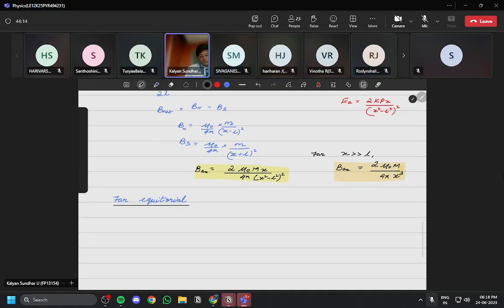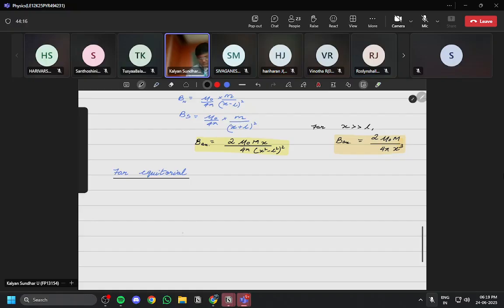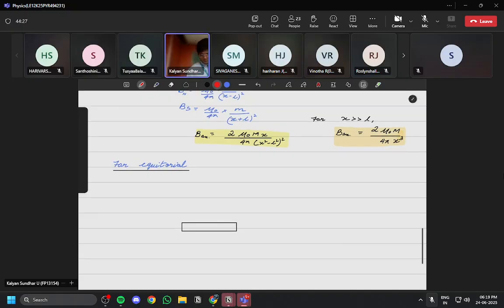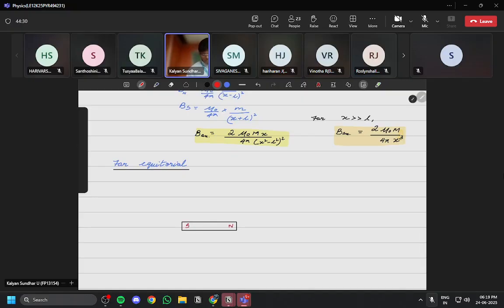Next one is for the equatorial. South, north from the center, that will be of distance x, length is 2l. Right? Now, due to the south pole, here the magnetic field will be towards it. Correct? And due to its north pole, it will be away.